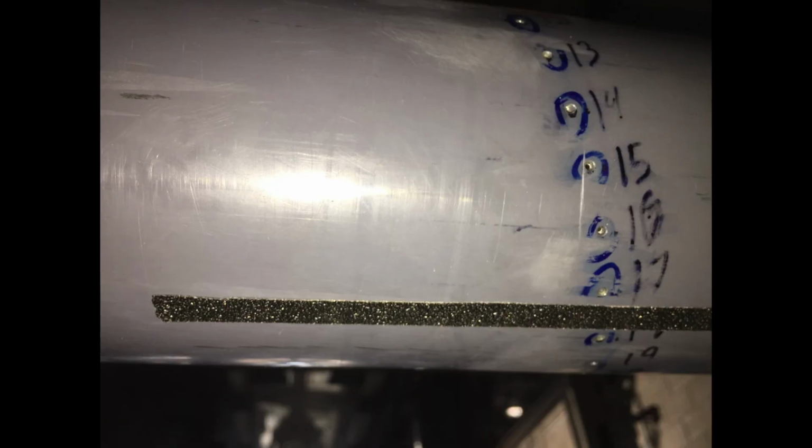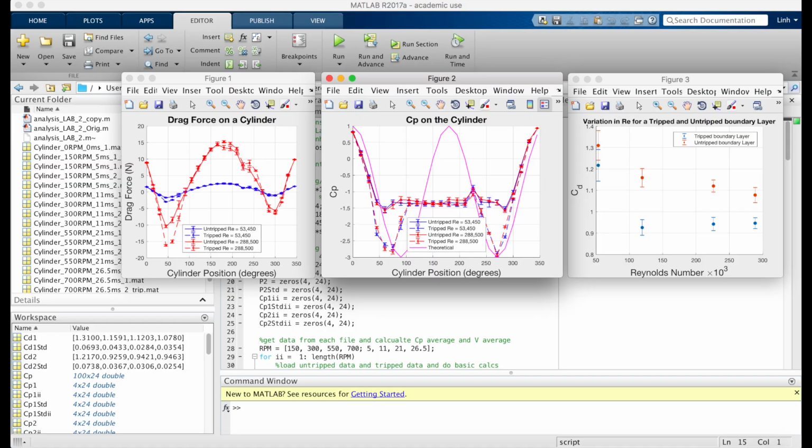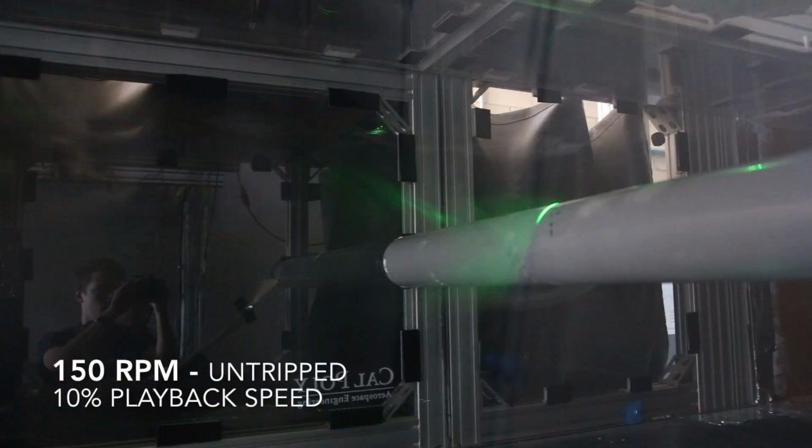After that, rough strips were put along the cylinder as seen here to attempt to trip the flow. All tests were then repeated and compared to the non-tripped flow. The data was finally analyzed in MATLAB after the fact, and the coefficients of pressure and drag, the force on the cylinder, were determined and plotted. By analyzing the videos and watching the speed at which vortices were shed, the Strouhal number could also be determined.